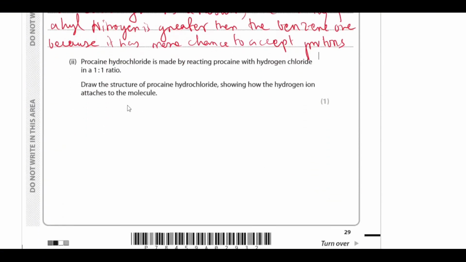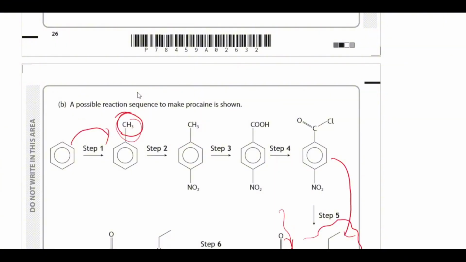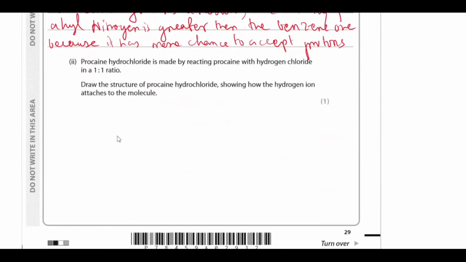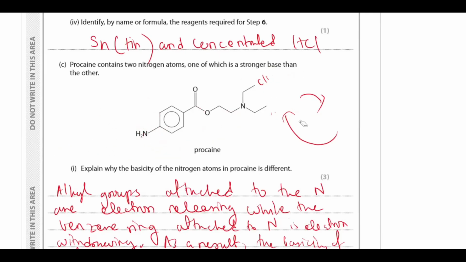All right. Next question, they say here, procaine hydrochloride is made by reacting procaine with hydrogen chloride in a 1:1 ratio. They told you to draw the structure of procaine hydrochloride, showing how the hydrogen ion attaches to the molecule. You can clearly see down here that this is procaine. So what's going to happen if we just copy paste this part down here?